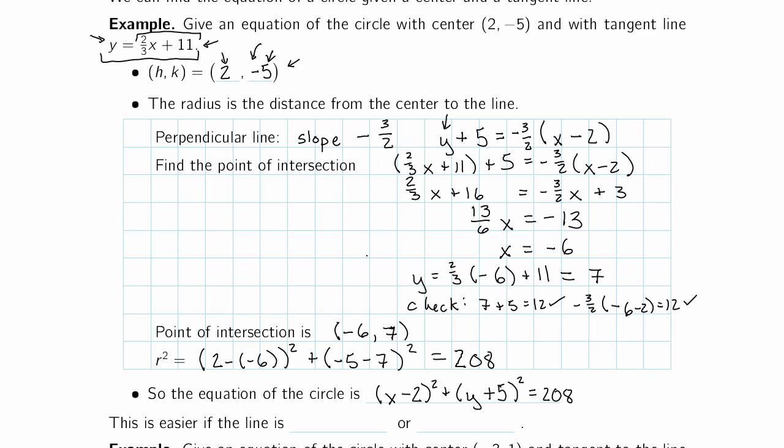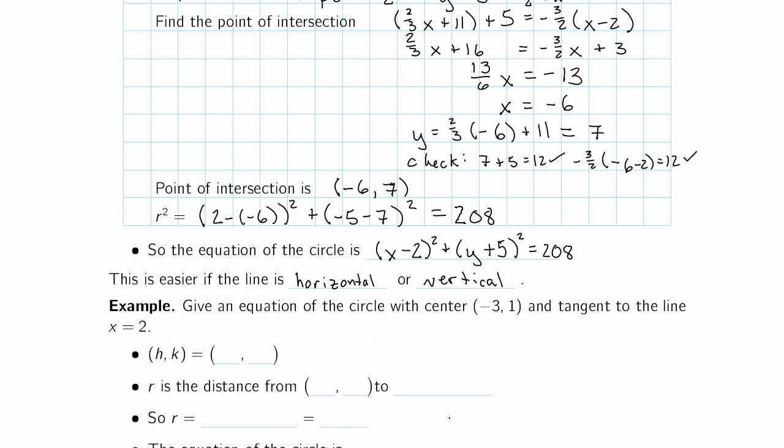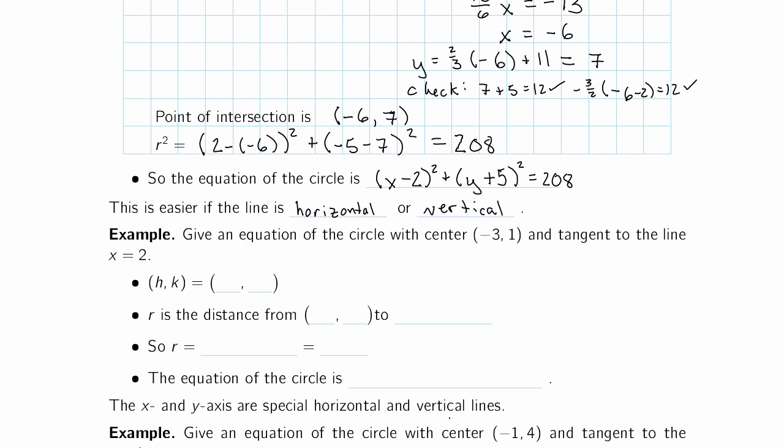This is a little bit more involved if we're given just any old line. If the line is horizontal or vertical, this is much easier. It's the same three steps, however.